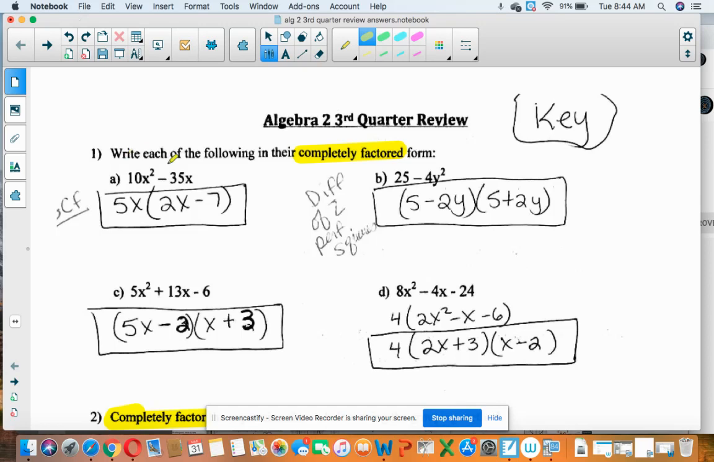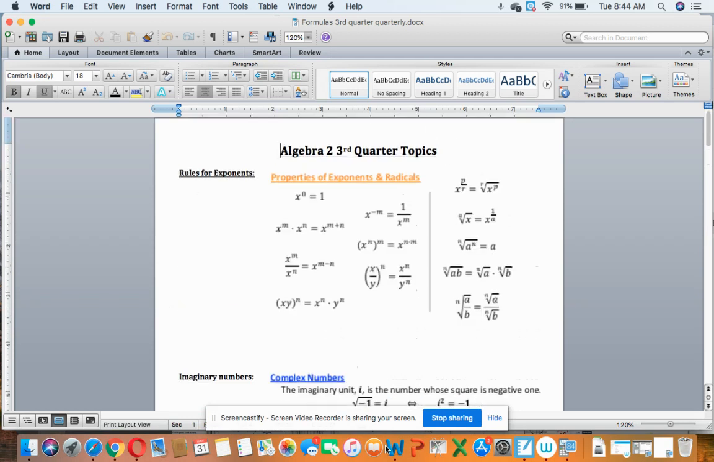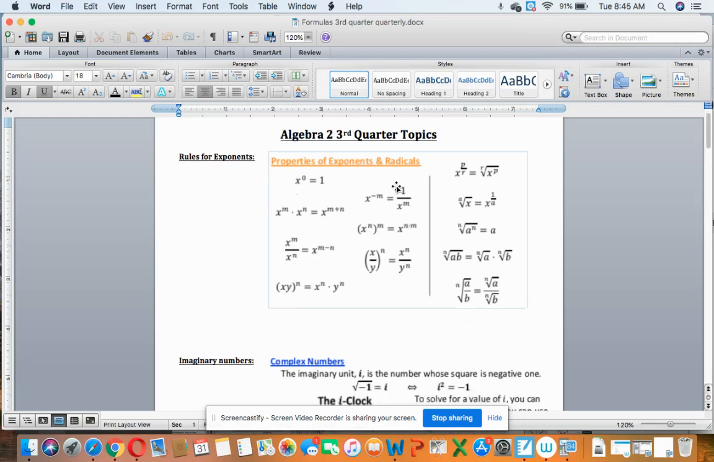So one of the things that you also had is like a little formula sheet. So I tried to write down everything that we've done this quarter. So here's some of the stuff that we did. We talked about exponents, the rules for exponents. So all the rules are right here in this box. If you're multiplying, you add the exponents. If you're dividing, you subtract the exponents. If you have something with parentheses, everything gets that exponent.